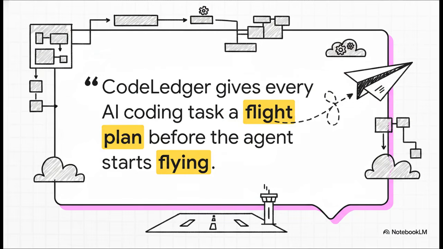So, it all comes down to this one simple, powerful idea: giving every single AI coding task a flight plan before the agent starts flying. And the question I want to leave you with is this: what would it change for your team if, instead of letting your AI agent take off blind, you could give every single task its own detailed flight plan? Think about it.